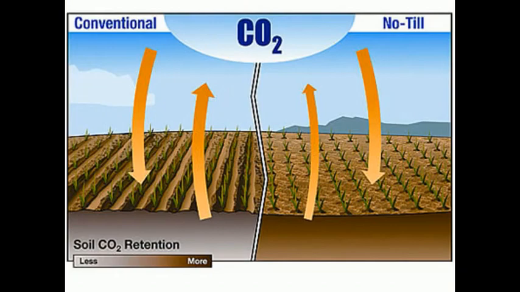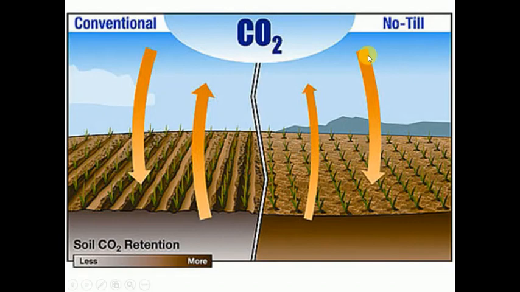Look at this figure. On the left side, it shows an agricultural field which has undergone conventional tillage operations. On the right side, it shows an agricultural field where no-till farming is happening. You will see here, under conventional farming, more carbon dioxide is released to the atmosphere than is absorbed into the soil.